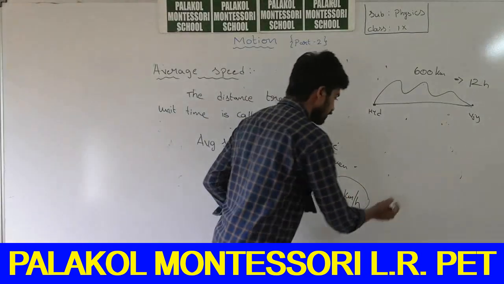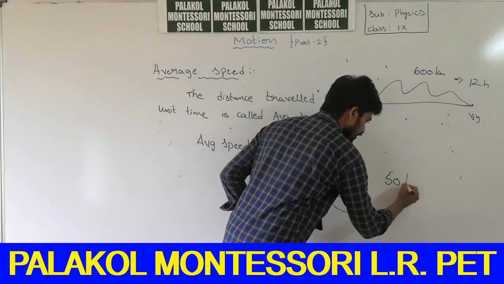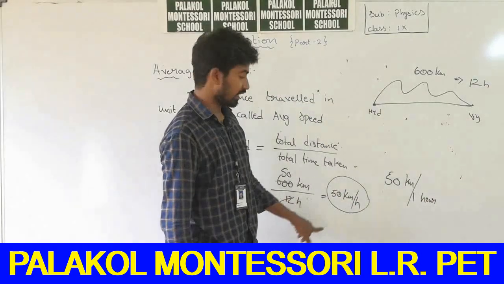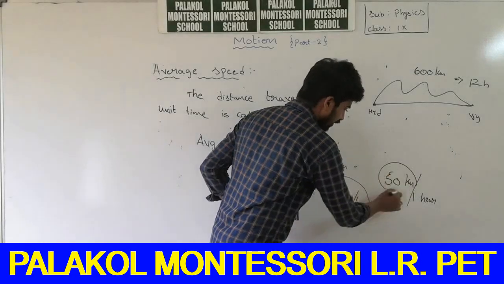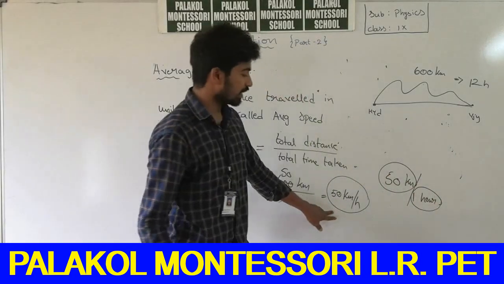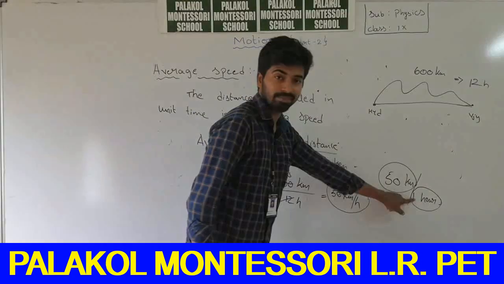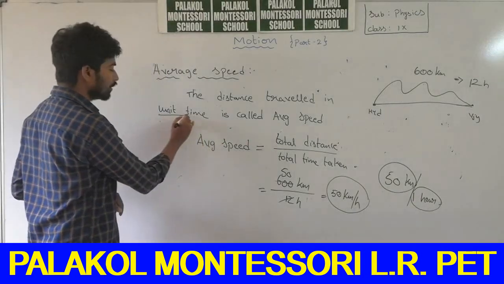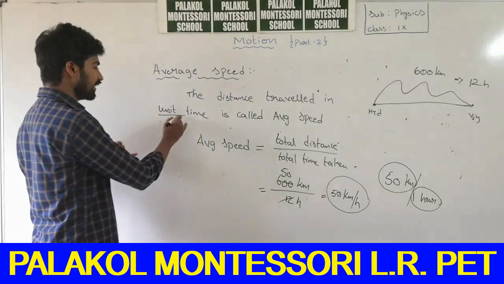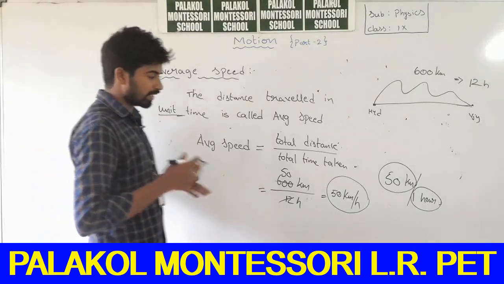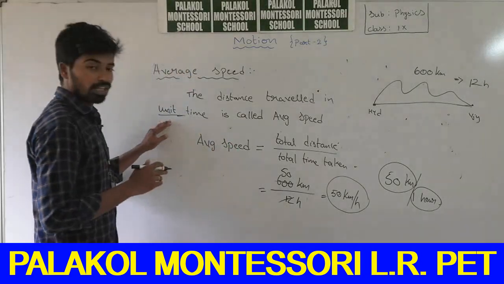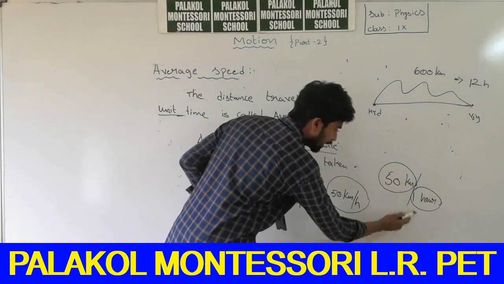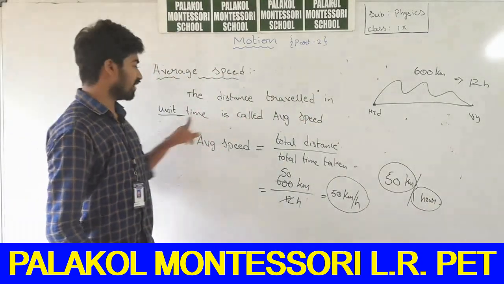50 kilometers per hour. What is its meaning? 50 kilometers per 1 hour. Here the distance travelled is 50 kilometers in 1 hour. What it is giving is the distance travelled in 1 hour. 1 means unit. Unit time means it can be 1 second, 1 minute, 1 hour. It can be anything. 1 week, 1 day can also be called unit time. So, what is the average speed giving? The distance travelled in unit time.